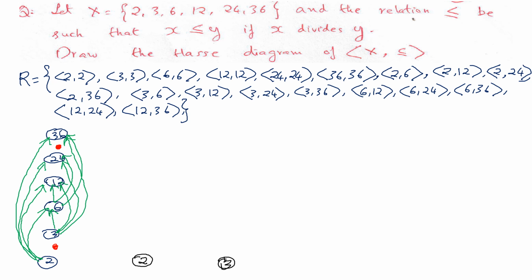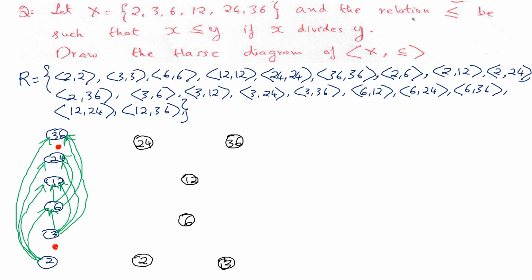Then here 6. Then above that it is 12. Then you don't write 24 above this. 24 and 36 should be adjacent. This is 24 and this is 36. Okay, now we will start connecting them.